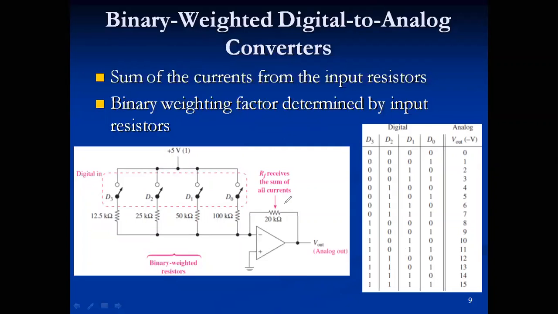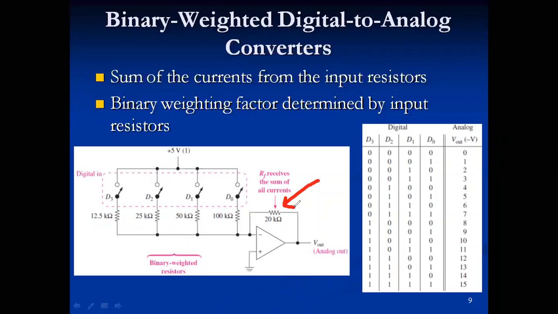You change this resistor. If I wanted to do from 0 to 7.5, I would just need to make that resistor smaller, actually, because the current times resistance gives me my voltage. You see what I mean?